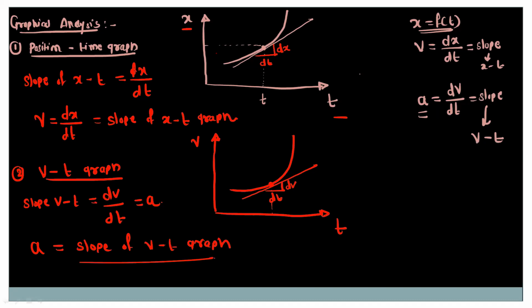Okay, so if the position time graph is given, find out the slope of xt. It is nothing but velocity. And if the velocity time graph is given, find out the slope. So it is nothing but the acceleration.